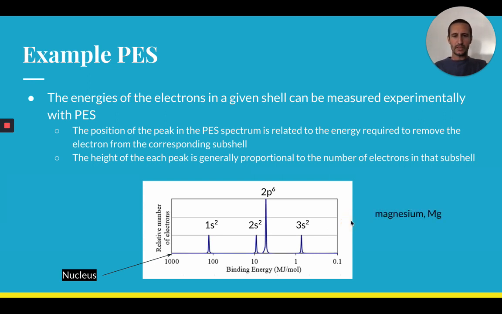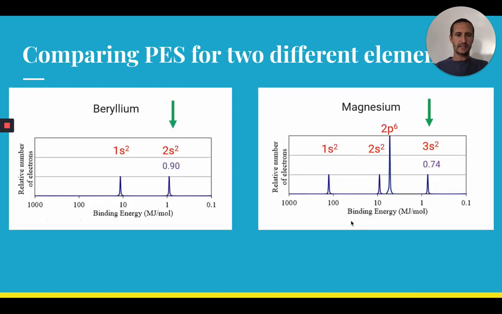So I know from looking at this photoelectron spectroscopy that this is the element magnesium. The other thing that we like to be able to do is make some comparisons for 2 different elements. So here I have photoelectron spectroscopy for beryllium and magnesium.